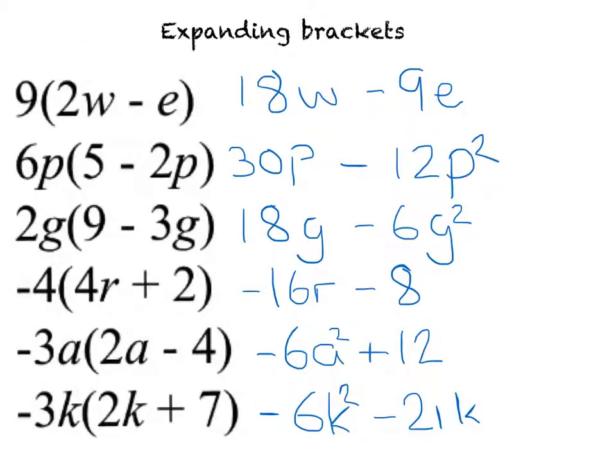Okay, there you go. Answers to those ones. Again, be careful. Make sure you remember 6p times minus 2p. You're going to end up with a p squared because the p's are being multiplied together. 6 times the 2 gets you the 12. And then the negative, because it's plus 6 multiplied by minus 2.